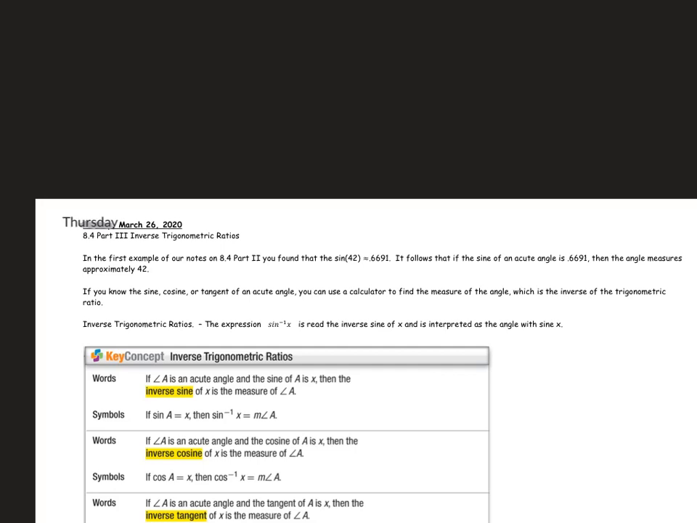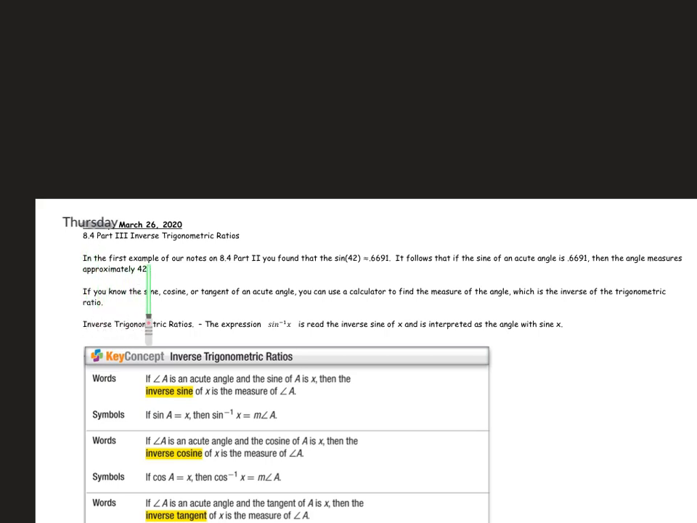Welcome back, Thursday, March 26th. This is the last day of 8.4 trigonometry notes. Today we're going to be looking at the inverse trigonometric ratios.